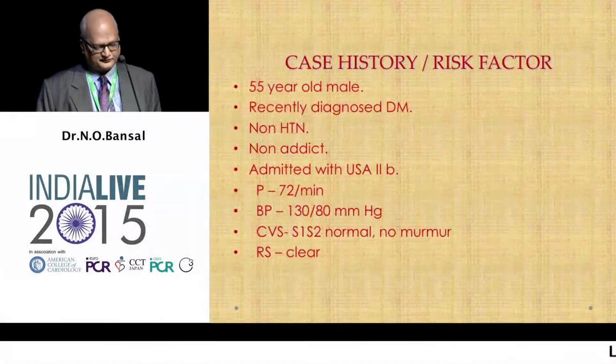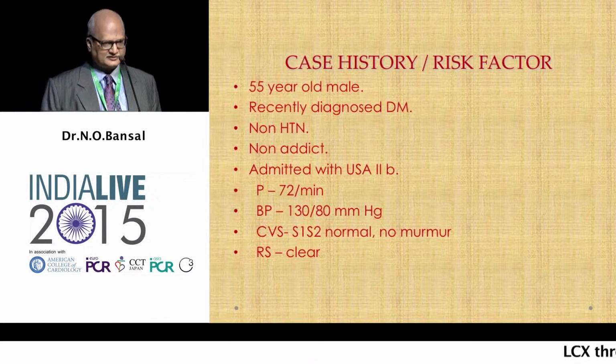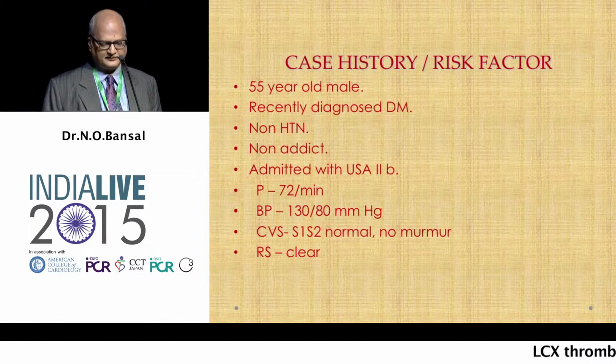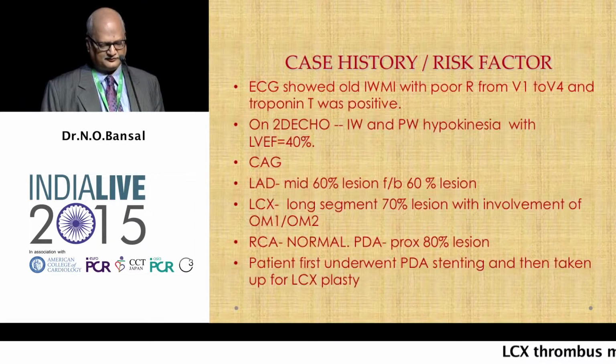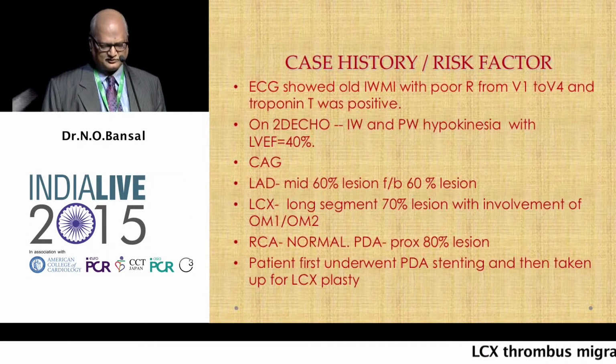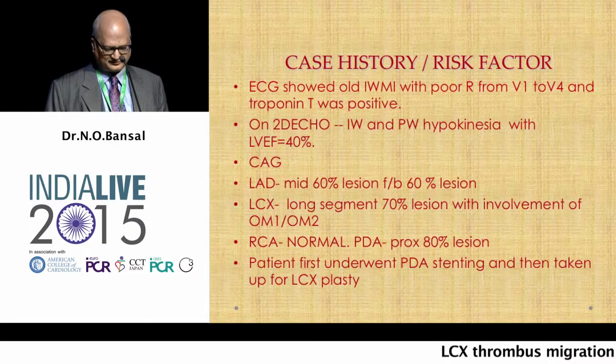This is a patient who's 55 years old male, recently diagnosed diabetic, no hypertension, no addict, admitted with unstable angina. The vital parameters were normal. ECG showed an old inferior wall MI with a poor R in V1 to V4 with a troponin test positive. 2D echo showed an inferior posterior hypokinesia with an ejection fraction of 40%.